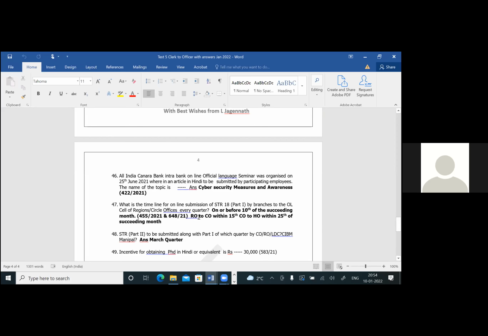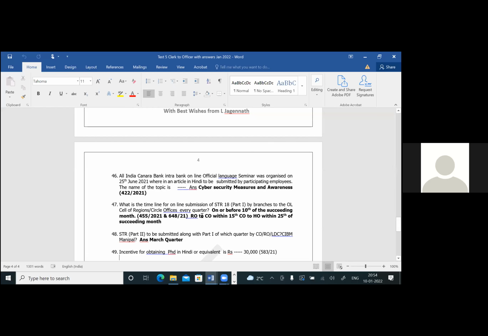Regional office to consolidate and submit to circle office within 15th of the succeeding month, and the CO to submit to HO within 25th. Then HO to submit to Ministry of Finance, Ministry of Home Affairs on or before 30th of the succeeding month.